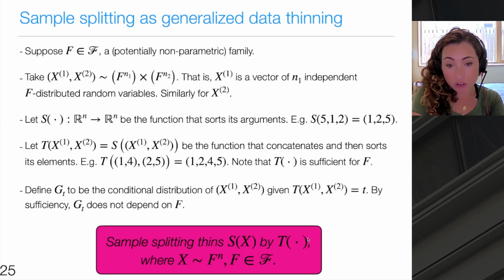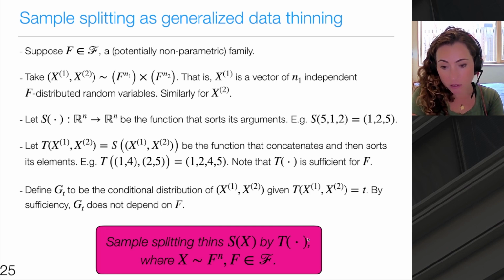And we can see that the conditional distribution doesn't depend on knowledge of F, because if I tell you we have a bucket of n1 plus n2 observations and please give me n1 at random, of course you don't need to know the family of those distributions to be able to do that. And so what's really nice is that this shows us that sample splitting is actually just a very particular special case of data thinning.